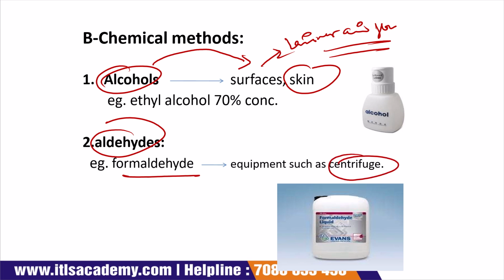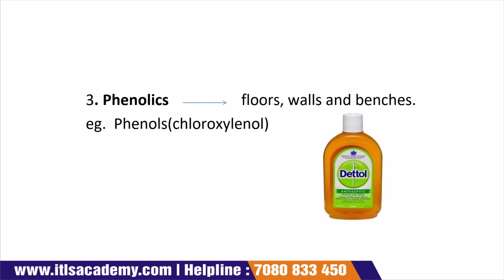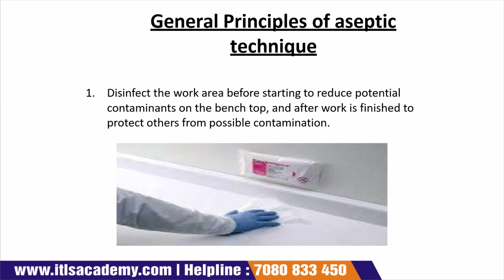When we have to sterilize this centrifuge, then we use a formaldehyde, which is an aldehyde. Now the next is your phenol. Phenolics like your phenols, which are used for the sterilization of the floor, wall, and benches. Okay, in that case we use phenols. Now the next is your general principles of the aseptic technique.